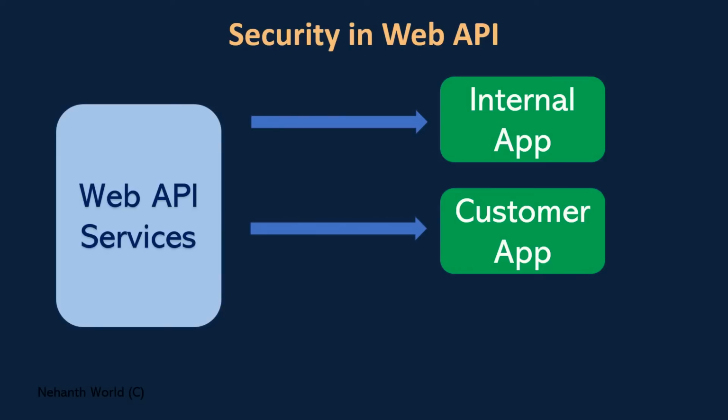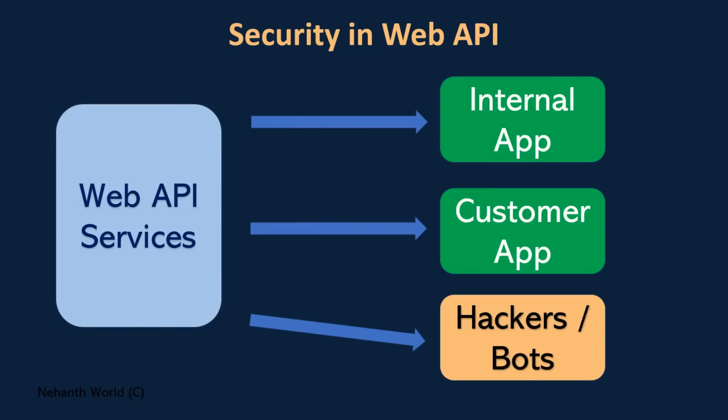But there is a third kind of customer. They are hackers or bots. These hackers and bots may get our Web API services down, or they may block our Web API servers, or they can do anything. So we can expect a threat from hackers or bots.